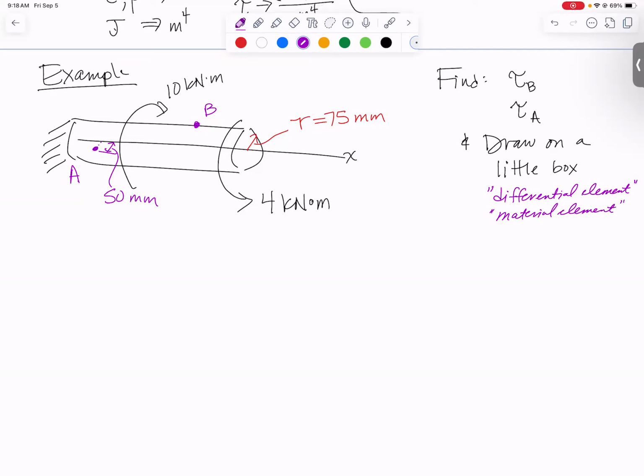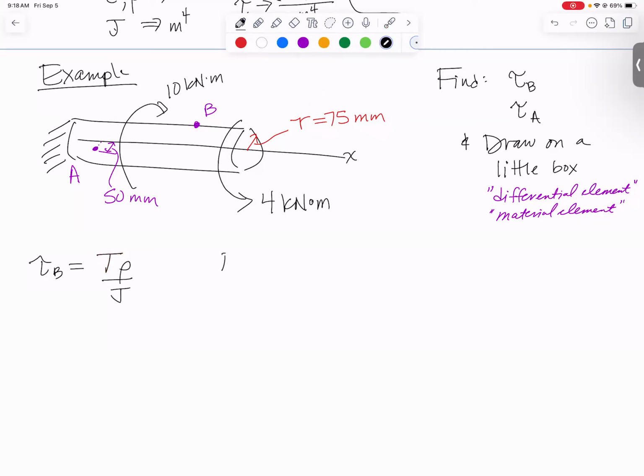So let's do tau B first. For tau B, the equation is going to be Tc or T rho over J. So I'm going to need to get the radial location. Oh, I know that. It's 75 millimeters out. I can calculate J using that. But T is the internal torque. I need the internal torque.